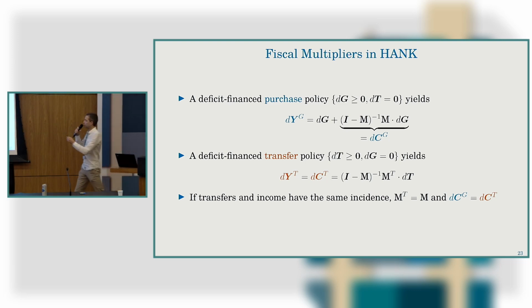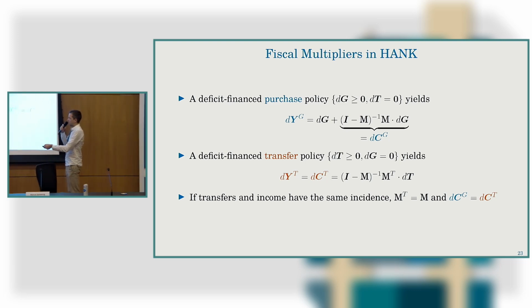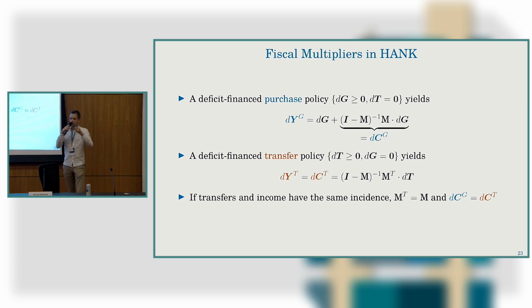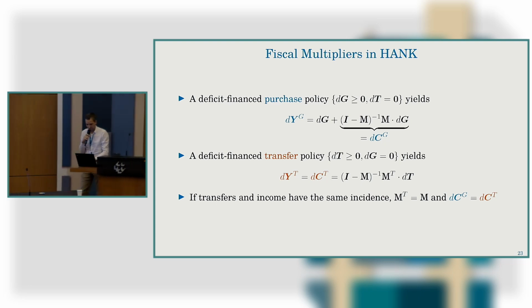So this means that when transfers have the same incidence as income, when they're as proportional as income, then the consumption response across the two policies is the same. But what we show in the paper is that when transfers are more progressive than income in the economy, then consumption following transfers increases more. And that's going to have a major role on welfare.